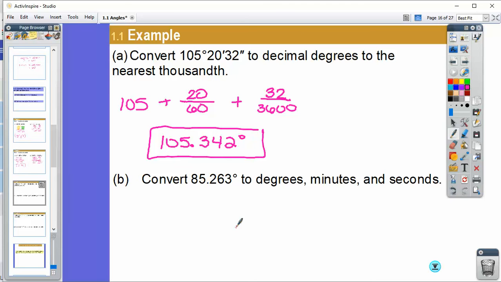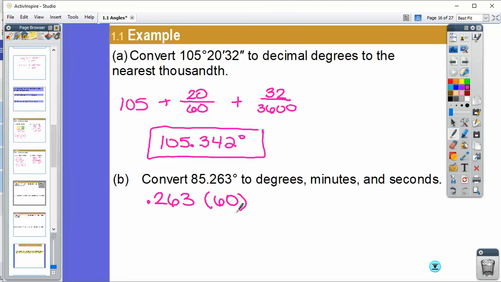To go the other direction, think about, to get the decimal, you divide it. So the opposite of dividing would be multiplying. So what we're going to do, again, the degree part isn't going to change. We are going to take the decimal portion, so I have 0.263 of a degree. If I want to find my minutes, I just take that times 60. Go ahead and calculate that.